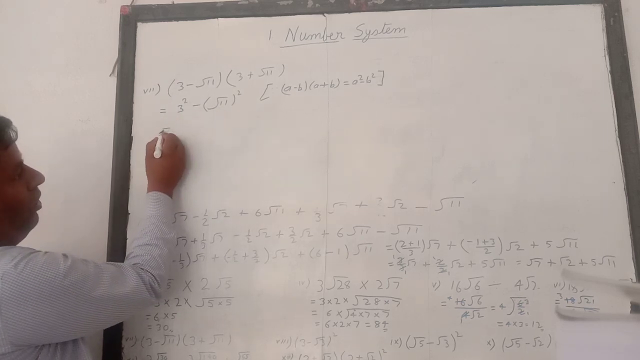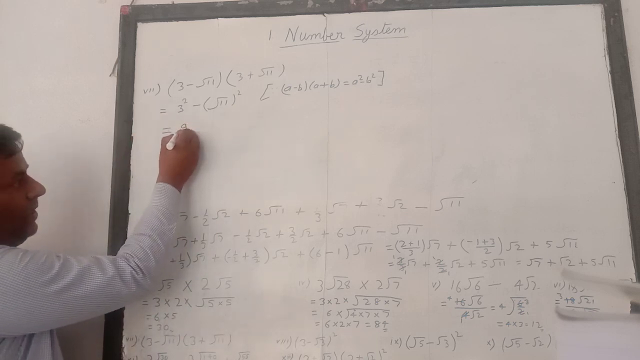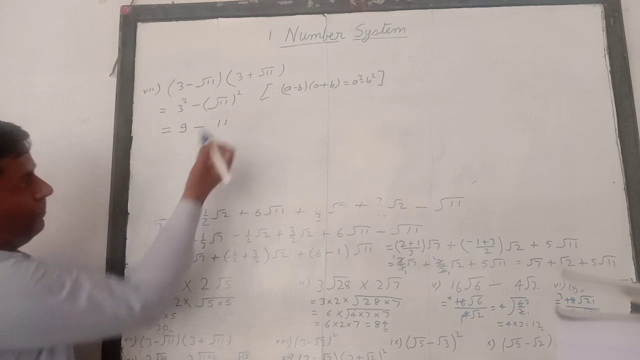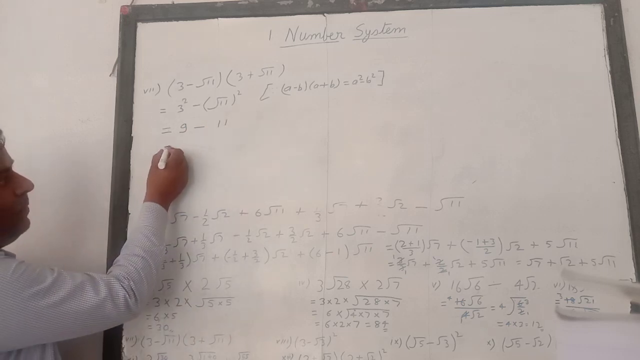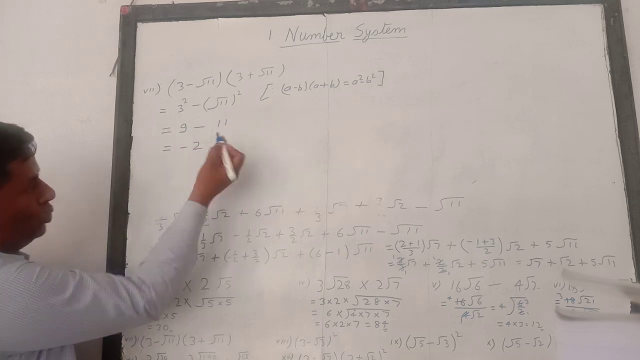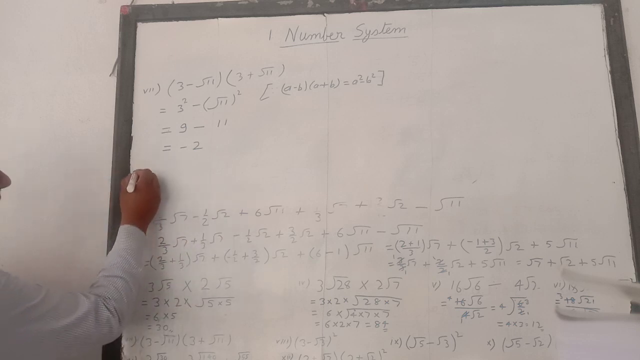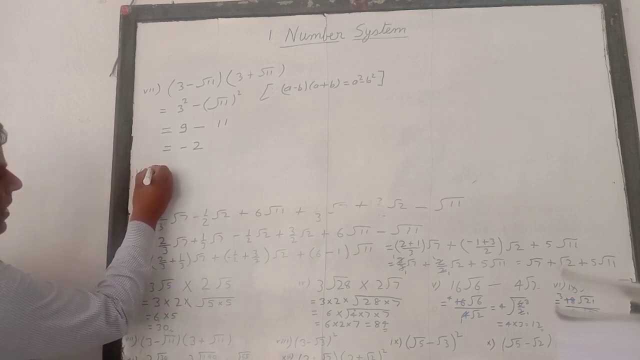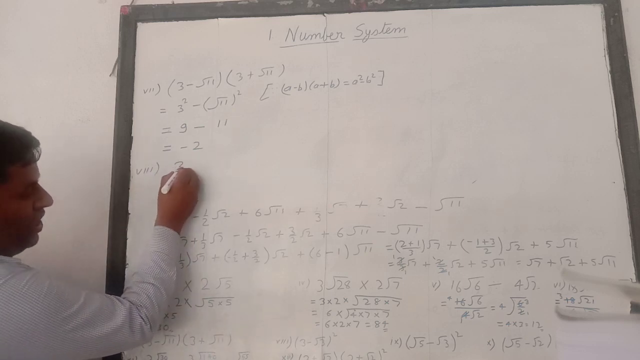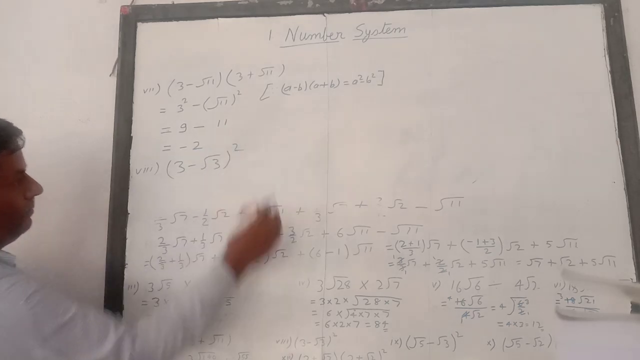Now all of us know that 3 squared is 9 minus root 11 squared is 11. So what will the answer be? It will be 9 minus 11, so it will be minus 2. So this is how we can do some questions based on identities. The next example is question number 8. Here we have 3 minus root 3 whole squared.